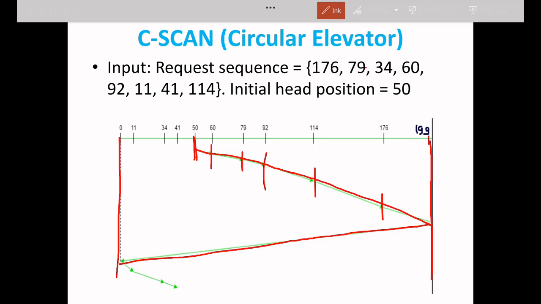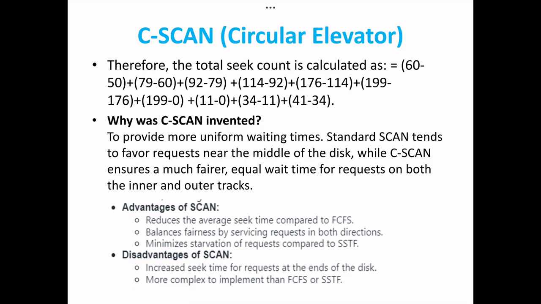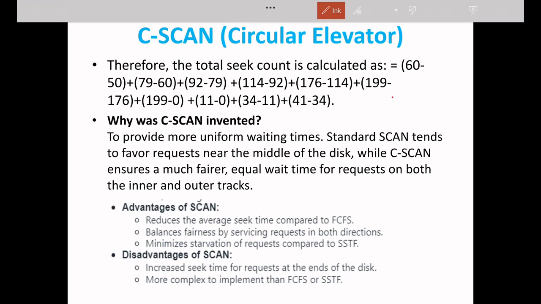In SCAN and C-SCAN, scan means scan everything. So you are reaching the end position. This is the problem. Even though 0 is not requested, I am reaching the end position. Again I am serving each and every request. Now for C-SCAN, you can calculate this value, and if you calculate you will get 385 something.